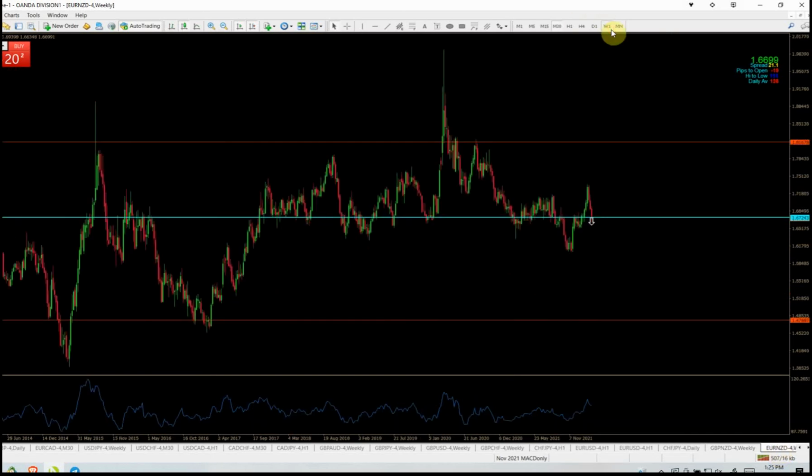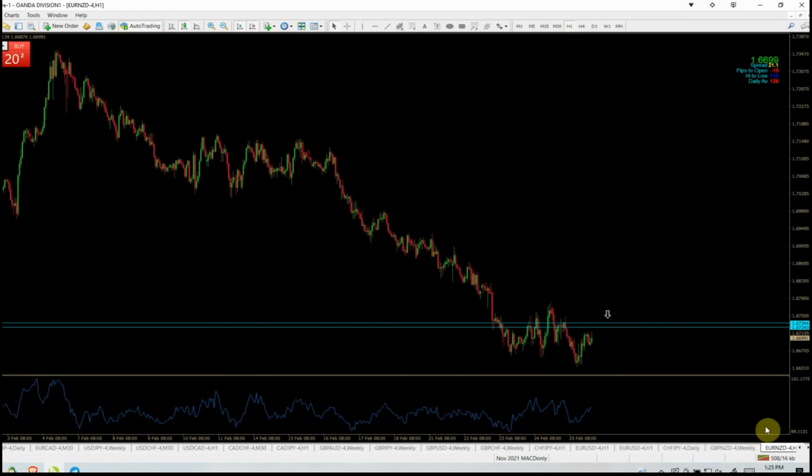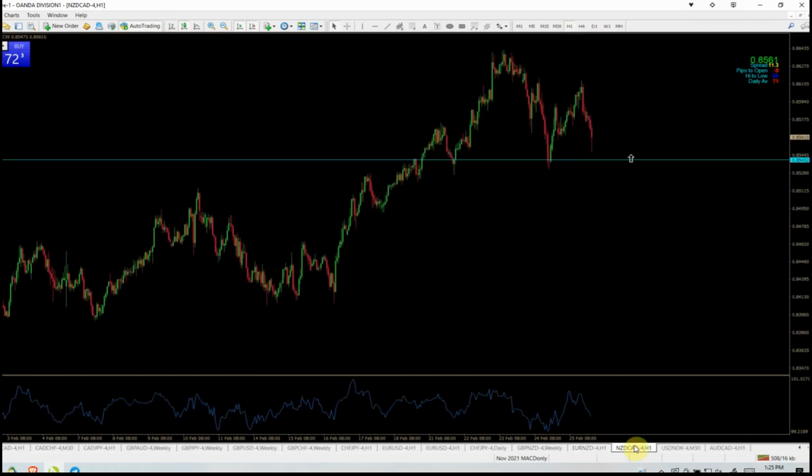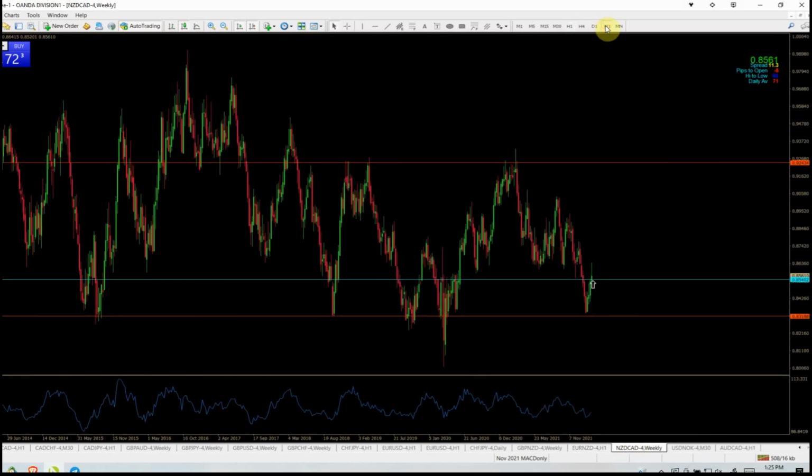Euro Kiwi, overall I'd say I'm bearish on the Euro Kiwi. Again, we came off of this range right here, and now we're heading down. We have this nice big correction back to the upside, and so I do think that this will continue down. I'll be looking for shorting opportunities in the Euro Kiwi, and we can just keep doing this.